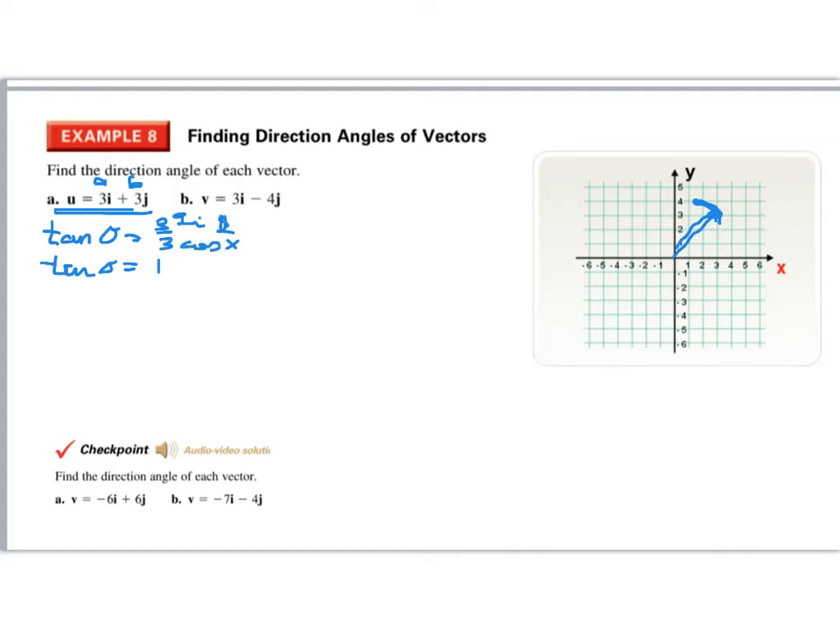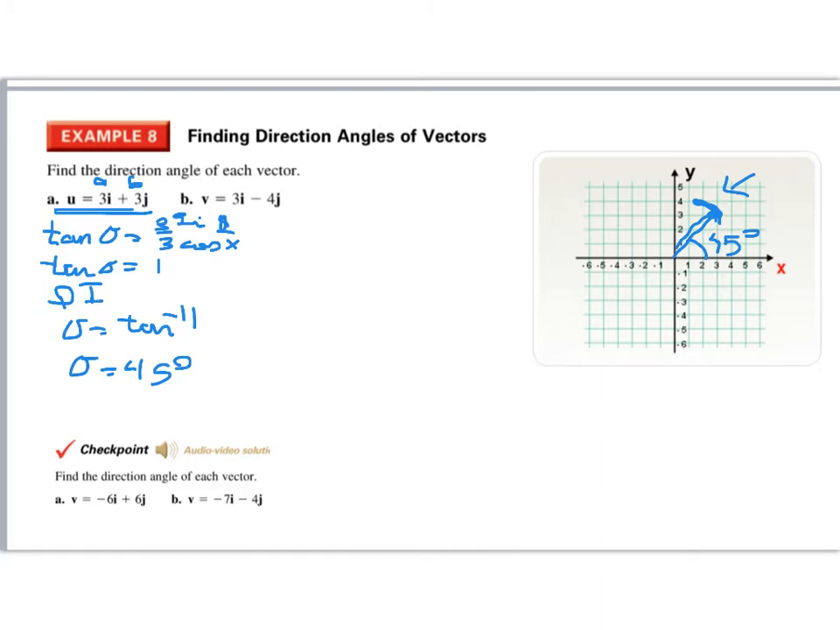The first thing we need to think about is what quadrant x and y are positive in. Well, obviously it's right here, so we are in quadrant 1. Now when I solve this, theta equals the tangent inverse of 1, and that means theta is equal to 45 degrees. That means this right here is 45 degrees. Okay, let's go on to the next one.